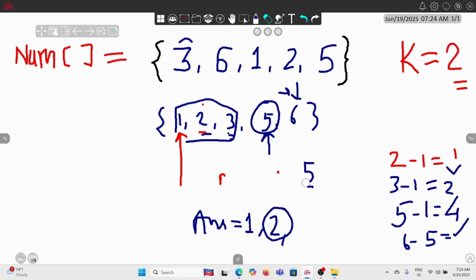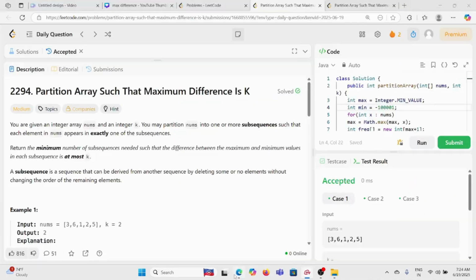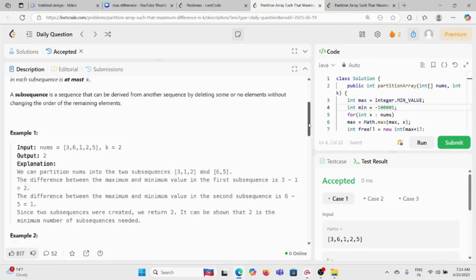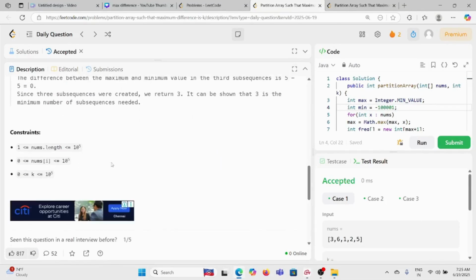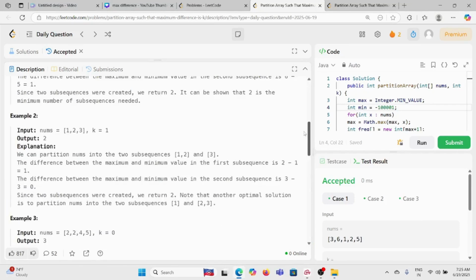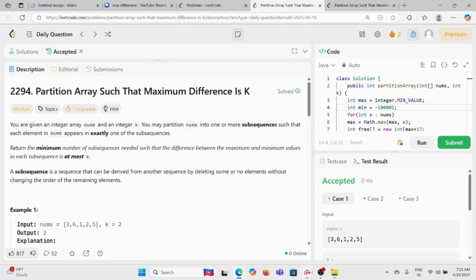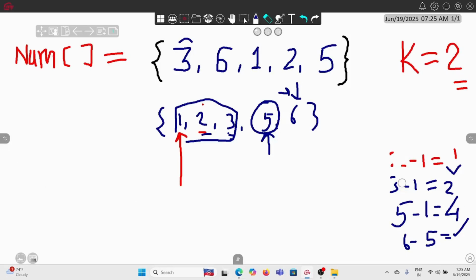But the thing is, I have written in the title also that it is a linear solution. But where is the linear? Sorting takes n log n, right? Here, because the maximum value for any number in the question is given up to 10 to the power 5, which is not a very huge value, instead of a normal sorting we can use counting sort. I have given the link in the description box, but let's solve it by counting sort.